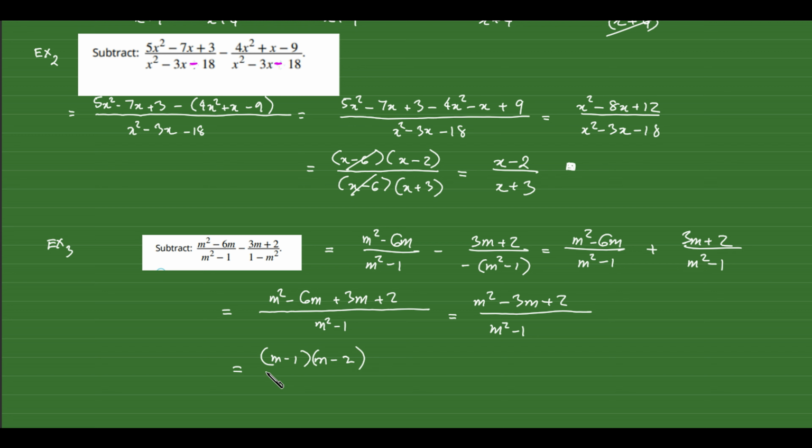Okay. At the bottom is a difference of square. This is m plus 1 times m minus 1. We already learned about the special formula, difference of square. Okay. So cancel them out. So you have m minus 2 over m plus 1.